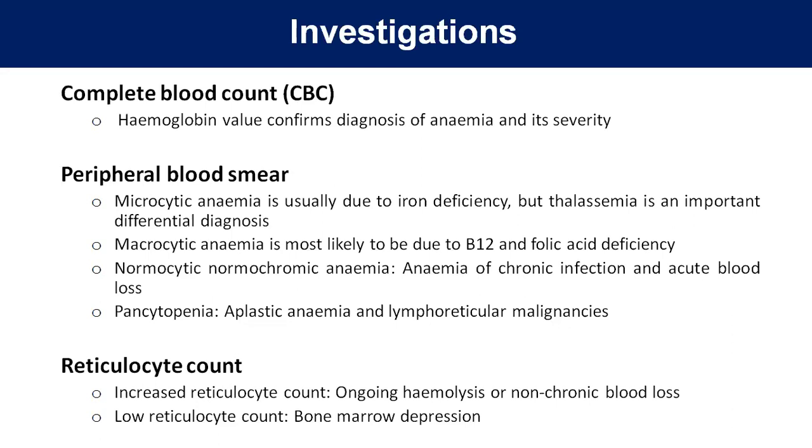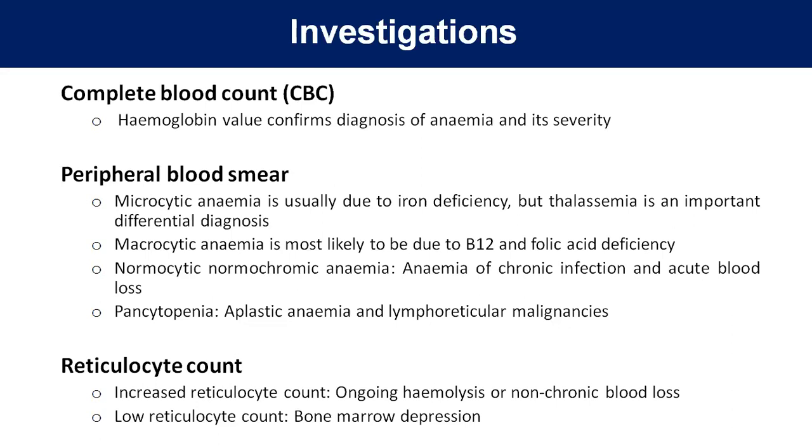Or is the anemia normocytic, normochromic? That is, the red cell indices are normal, but the hemoglobin is low, which is more often seen in anemia of chronic infection and acute blood loss. Or is it a pancytopenia, meaning all the three cell lines, platelets, the total count, lymphocytes, and hemoglobin, all three cell lines are affected, which would signify a more grave disorder like aplastic anemia or lymphoreticular malignancies. So a CBC with PBS will give us a fair idea of the type of anemia and cause to some extent.